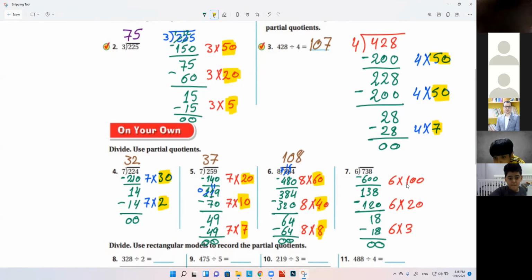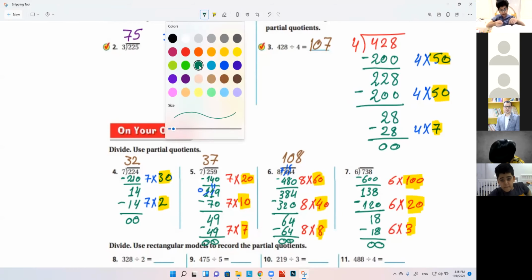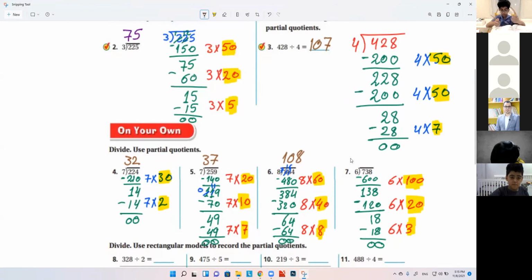So let's add them all together. So it will be 1020 and 3, so 12,023.